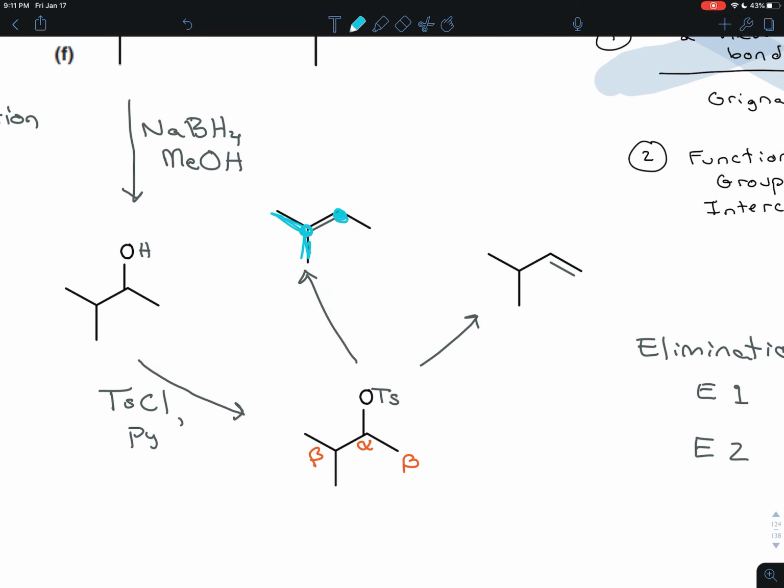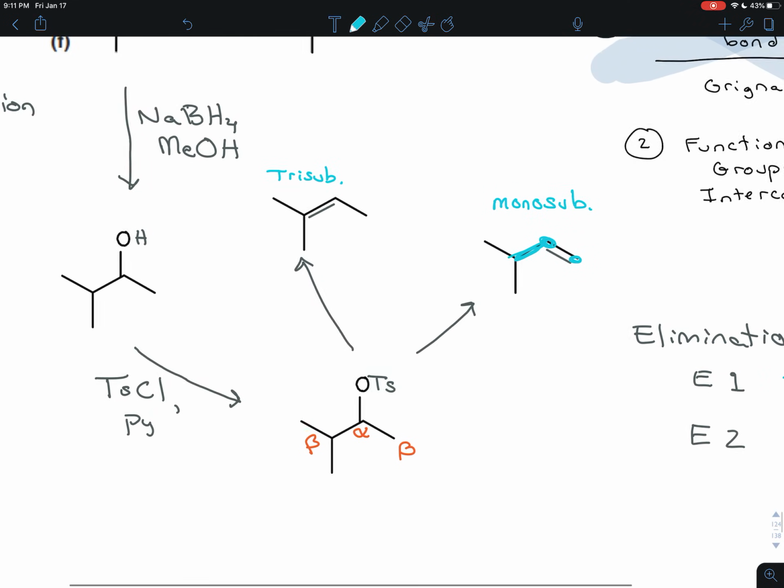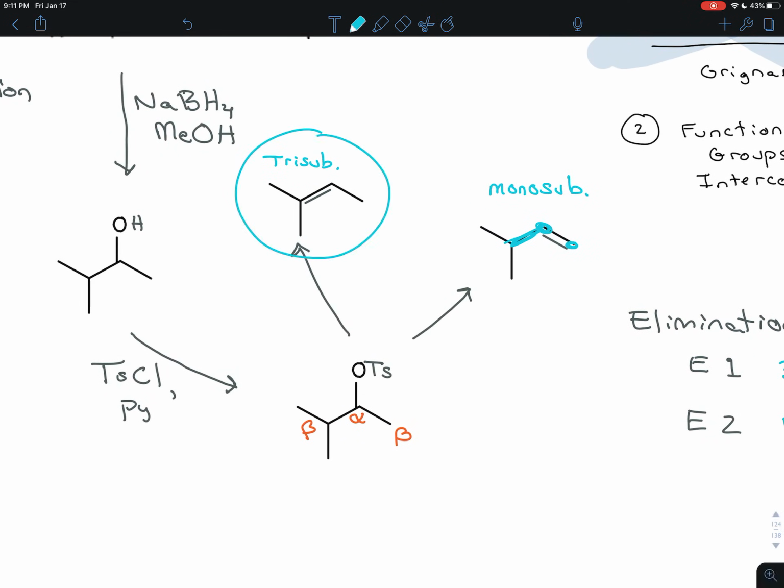So this is tri-substituted. If you look at the other one, look at the two carbons in the pi bond, there's only one carbon branch coming off of that. That is mono-substituted. So what we want is the more substituted product. The more substituted product is the Zaitsev product, and the way that you get the Zaitsev product is with a skinny base. So you can either use sodium hydroxide, sodium methoxide, or sodium ethoxide.